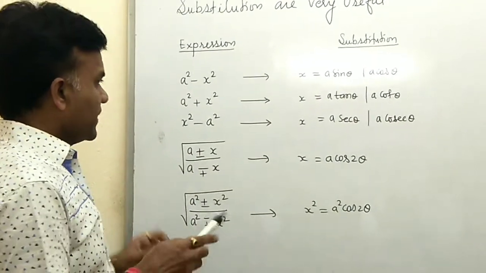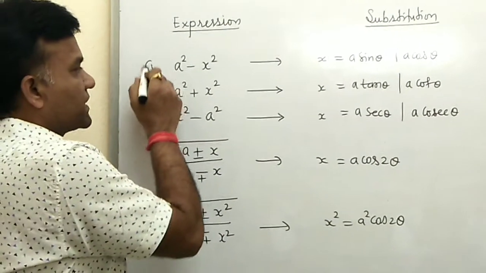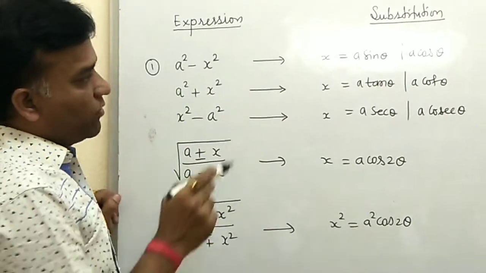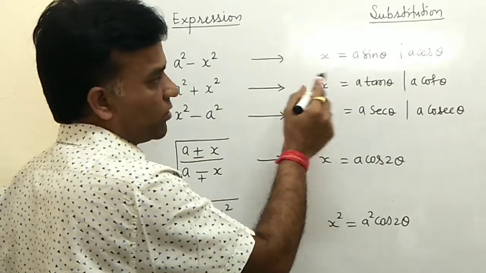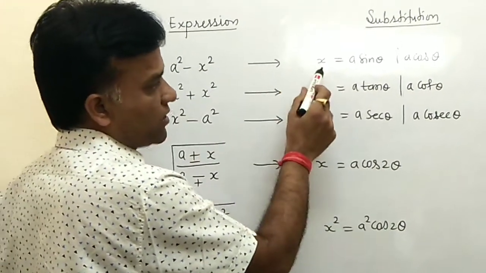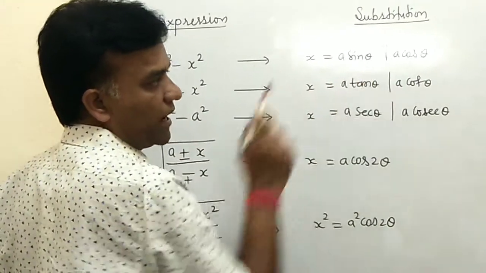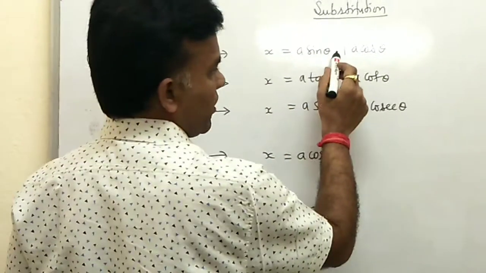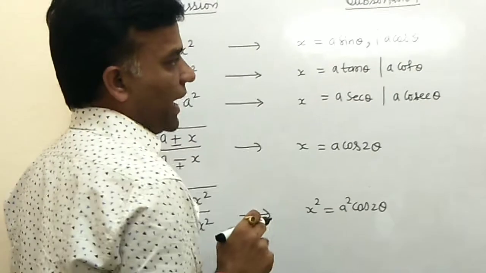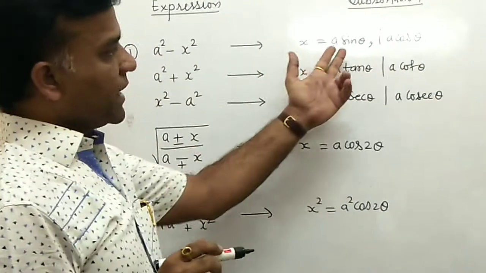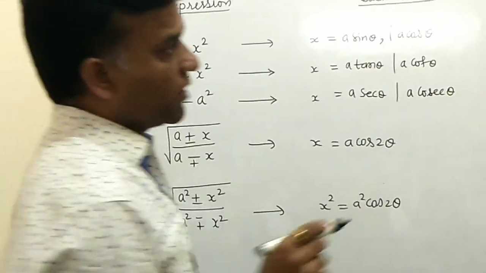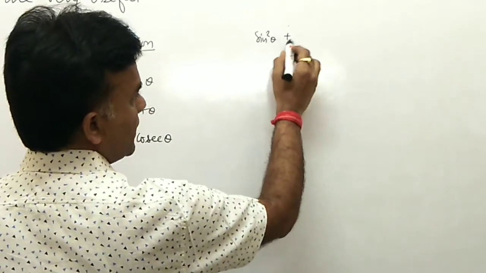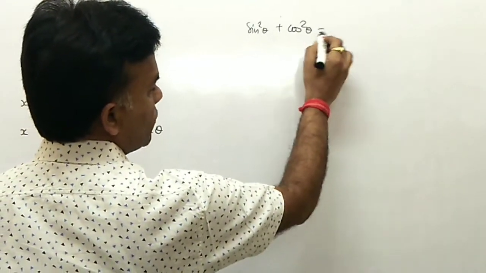Okay, so first we discuss the term a square minus x square in inverse trigonometry, and which trigonometrical ratios you substitute here. For a square minus x square, put x equal to a sin theta, or a cos theta. Why use a sin theta and a cos theta? Because we know the trigonometrical identity sin square theta plus cos square theta equal to 1.